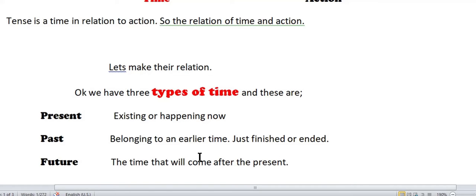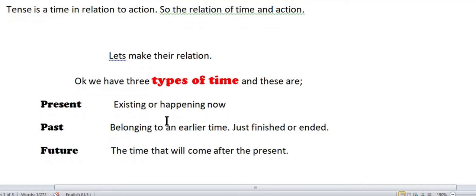Present means existing or happening now, the recent time. The past means belonging to an earlier time, something that happened earlier or just finished or just ended. And what is the future? Future is the time that will come after the present. So keep in mind these three words: present, past, and future.